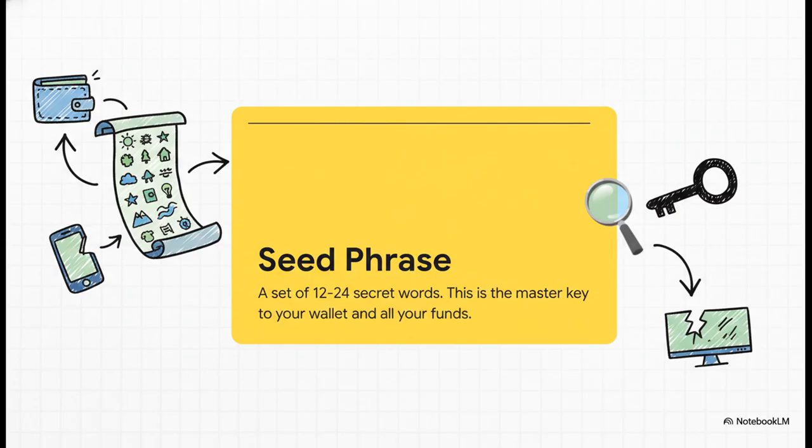It's called a seed phrase. When you set up a wallet, it gives you a list of 12 or 24 random words. This phrase is the master key to your entire wallet. If you lose your phone, if your computer dies, this seed phrase is the only way to get your stuff back. It's your ultimate backup plan.